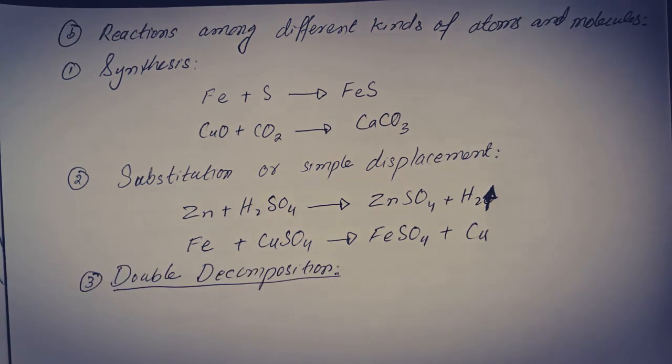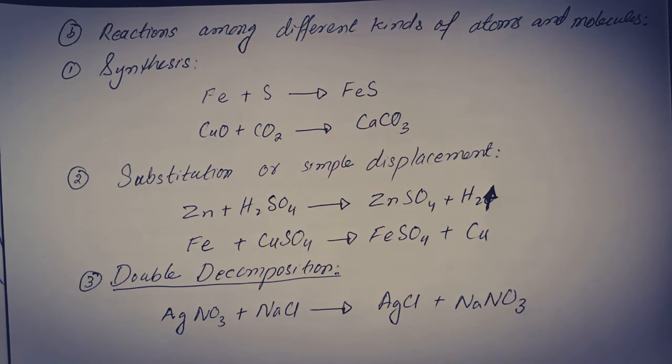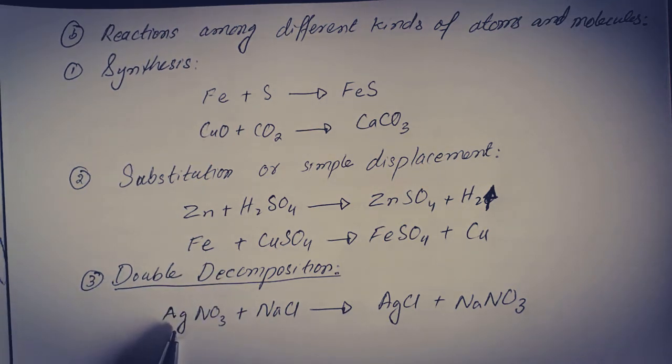Another type is double decomposition. This process is similar to the substitution or simple displacement, but here the process involved the mutual displacement of atoms from reacting species. For example, in this reaction the nitrate of silver will make the sodium nitrate, and chloride of the sodium chloride will go to silver to make silver chloride.